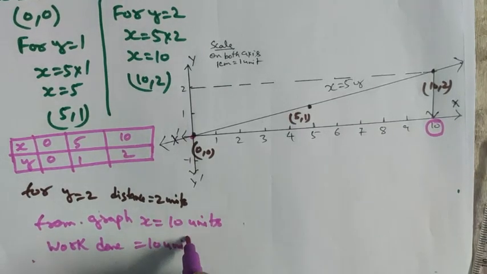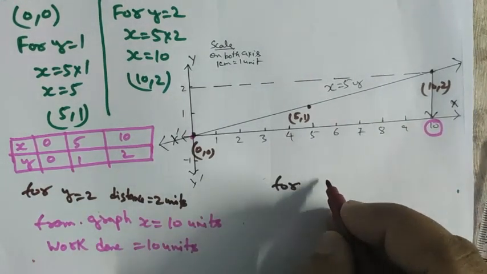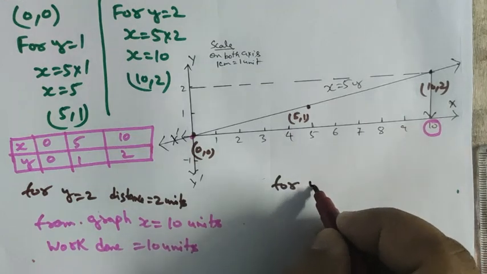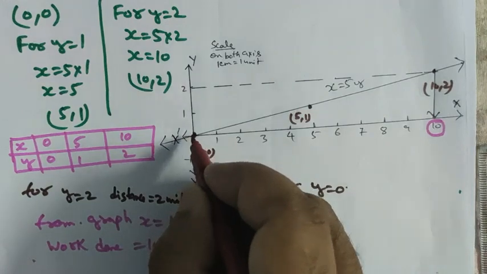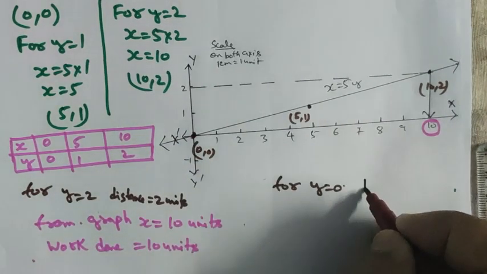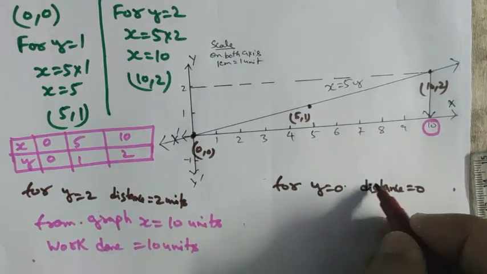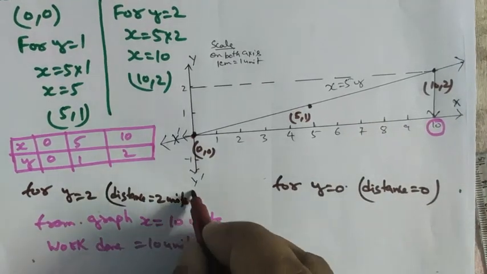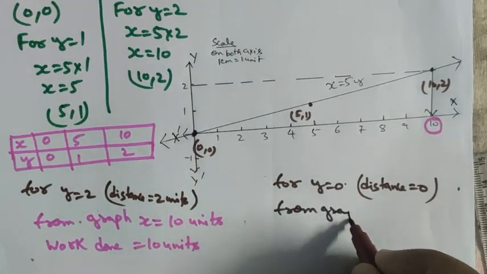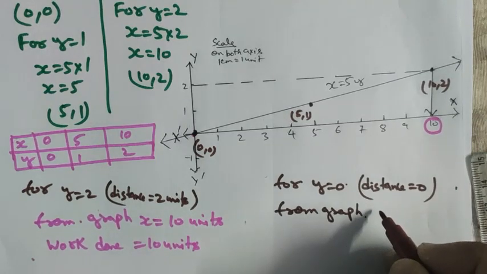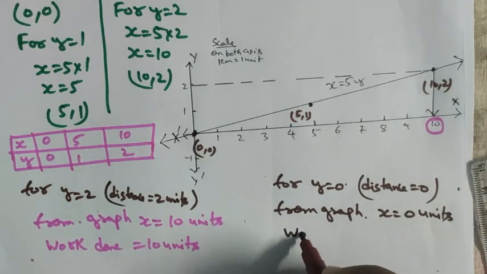Similarly, in the second part we have to calculate for the distance covered equal to 0, that is, y equals 0. You can clearly see that when y is equal to 0, x is also equal to 0. From the graph it is clearly seen that the value of x is also 0 units. That means the work done is 0 units.